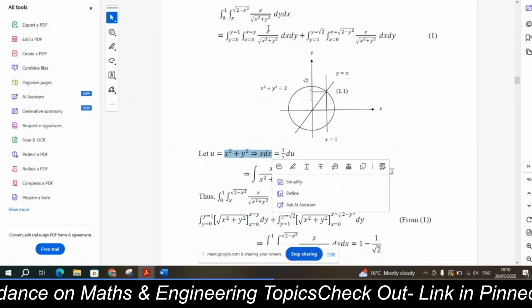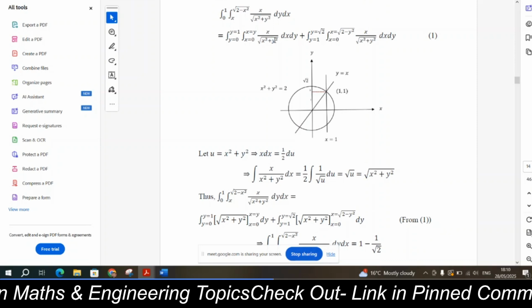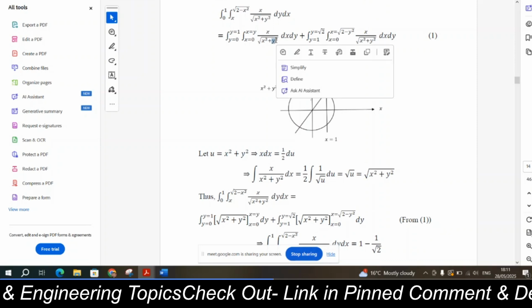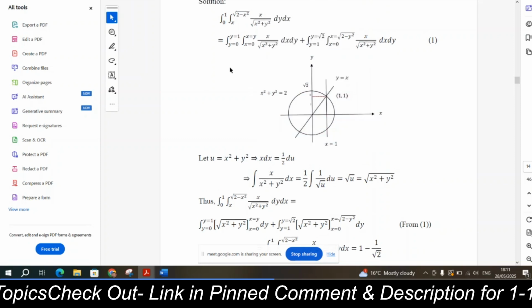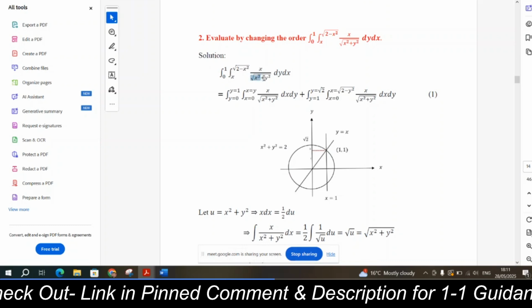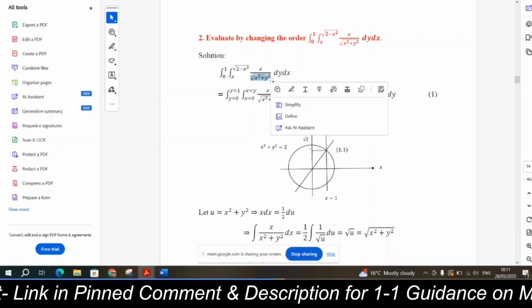Yes. Okay, so when you're doing the integral, you are doing u is equal to x square plus y square. Okay, for you, y is a constant while you're doing the inner integral over here.